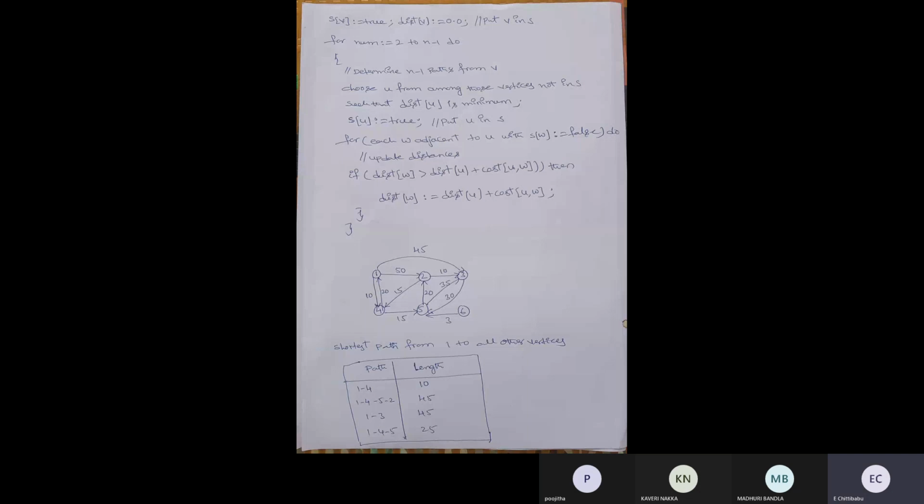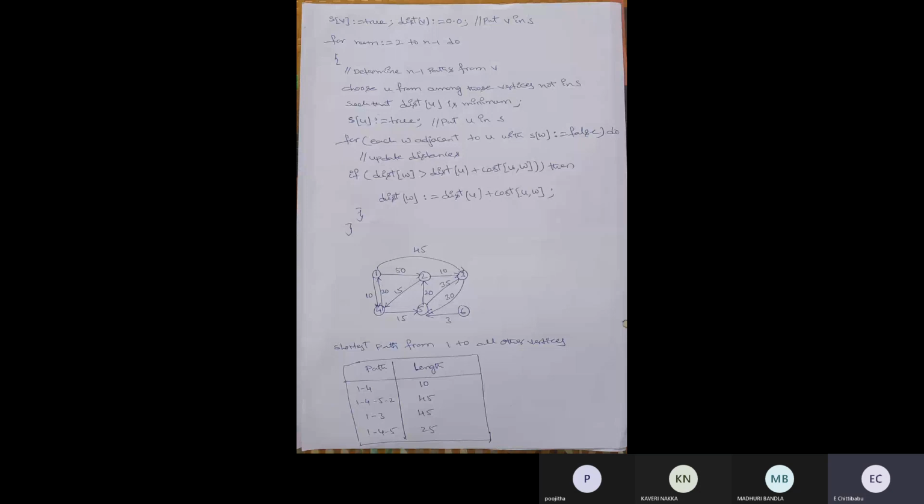This diagram shows the shortest path from 1 to all other vertices. First, vertex 1 to 4: the shortest path is directly 1 to 4, which is 10, the minimum cost. Then 1 to 2: the route is 1, 4, 5, 2, which is 45. Next, 1 to 3.